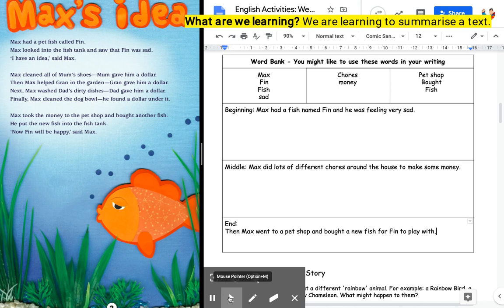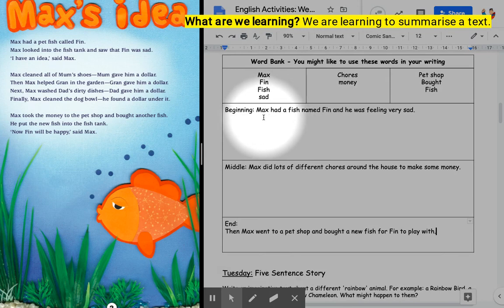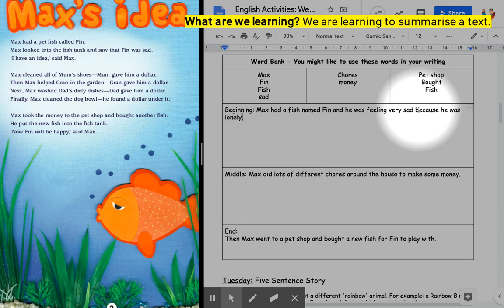And we always have to reread what we've written because there might be some changes we need to make. So let's read the first sentence. You might like to read along with me. Max had a fish named Finn, and he was feeling very sad. I might like to add something in there and write why he was feeling sad. Because he was lonely. That makes it sound much better.